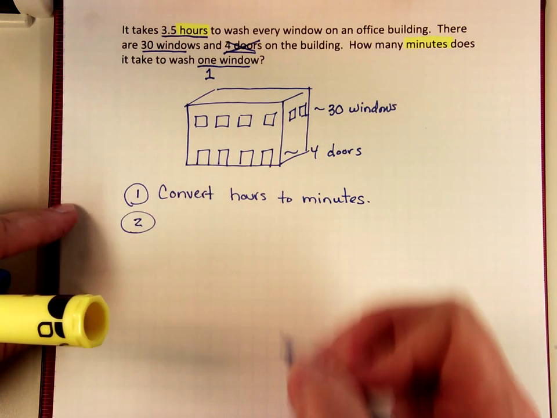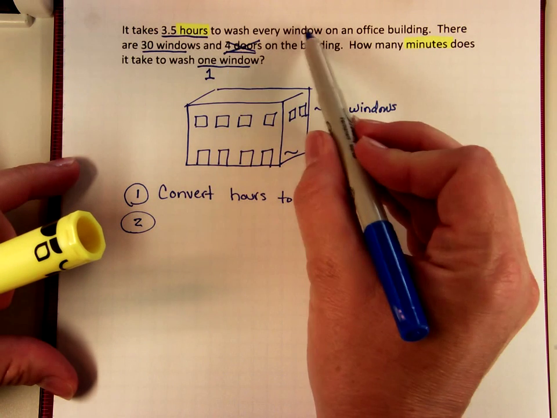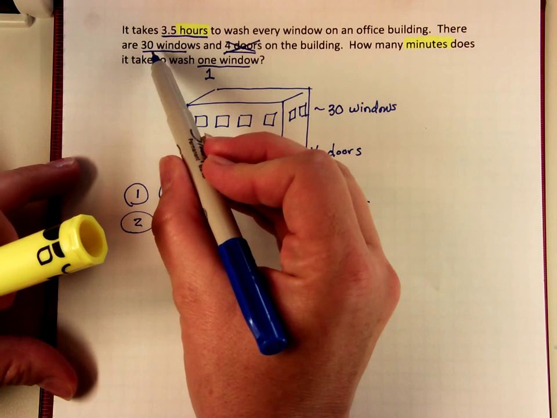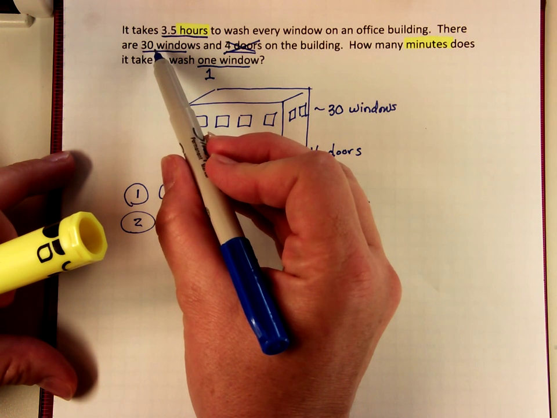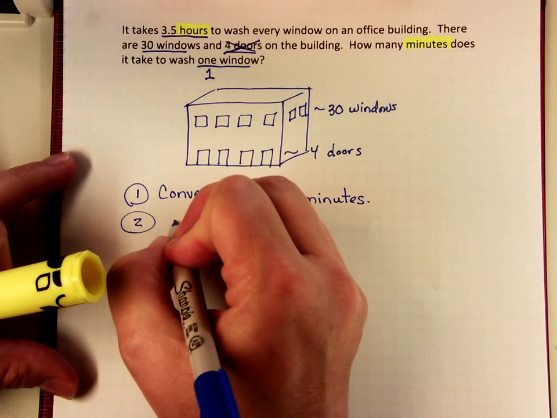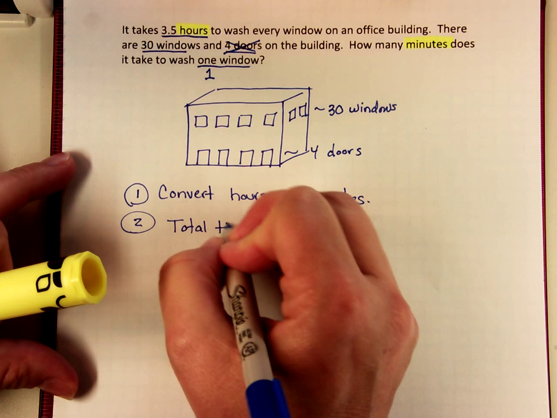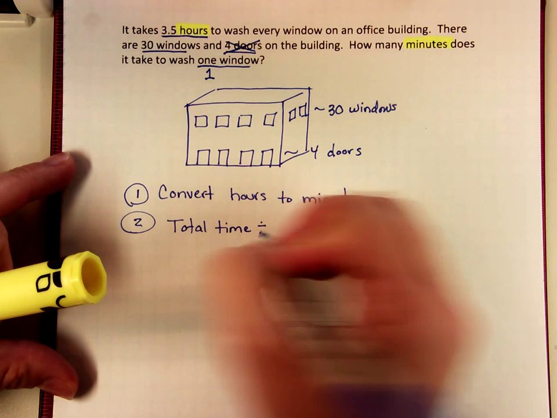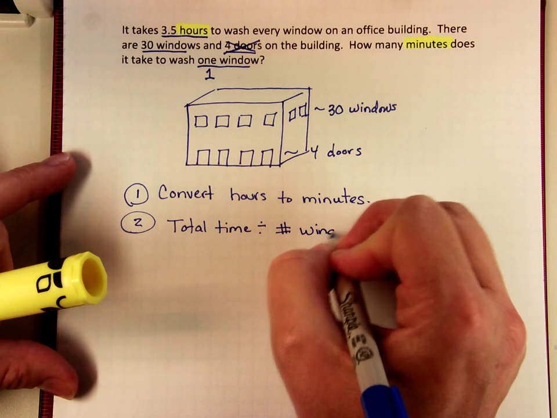Step number 2, if I know how long it takes to wash all the windows, I should be able to divide by the number of windows in order to get how long it takes to wash one window. So I'm going to take the total time divided by the number of windows. And that should give me my answer.